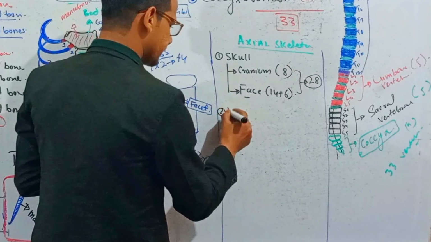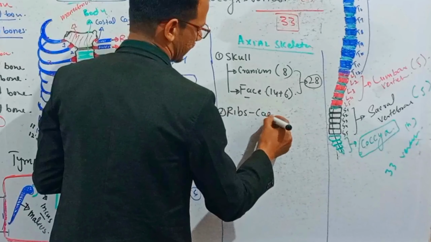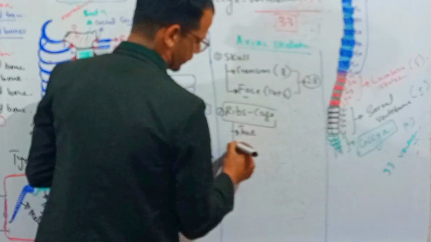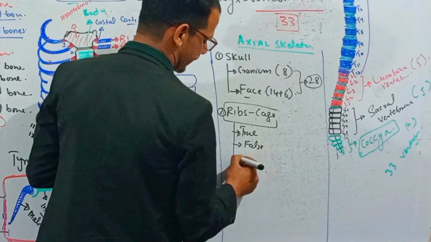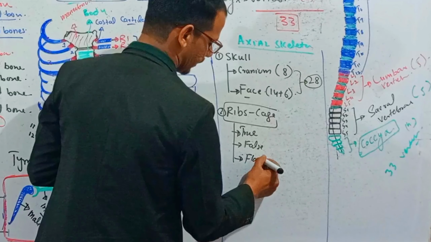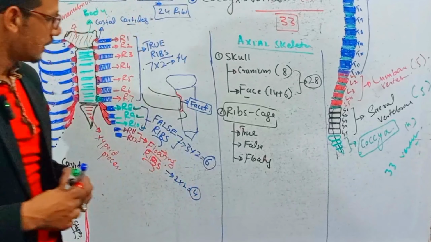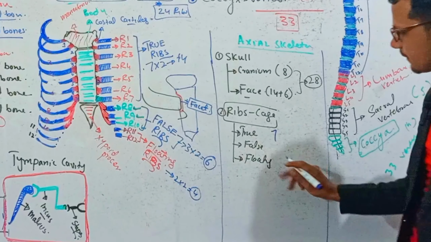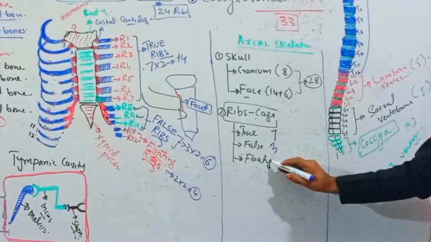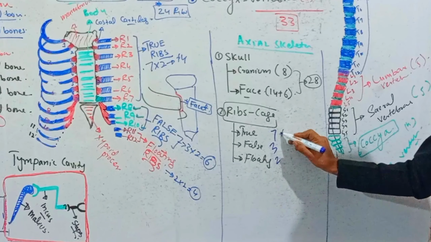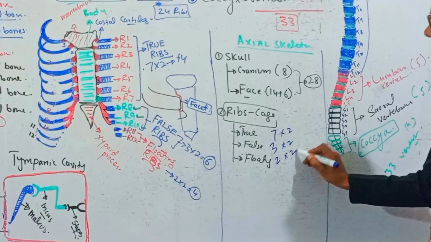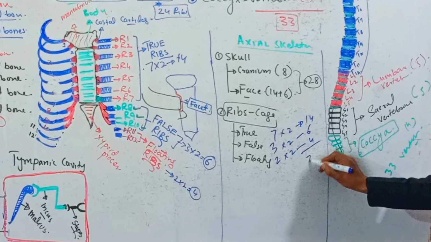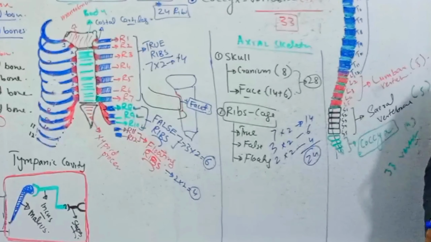The second part of the axial skeleton is the rib cage. The rib cage is composed of true ribs, false ribs and floating ribs. True ribs are 7 in number, false ribs are 3 in number, and floating ribs are 2 in number. On each side they are present in equal amount. So these are 14, these are 6, and this is 4. So a total of 24 ribs are present in the rib cage.